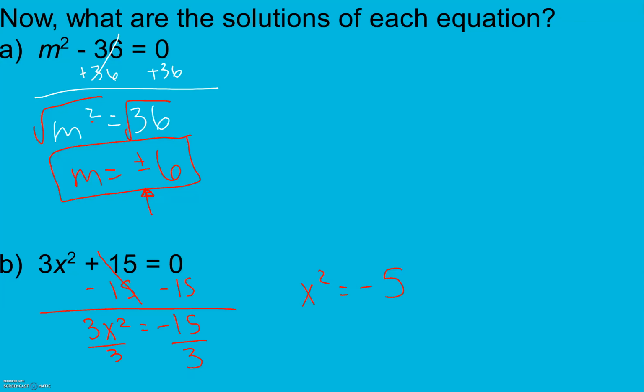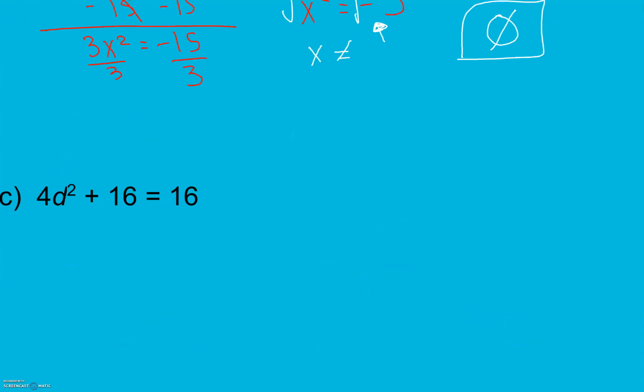Now, to get rid of my square, I take the square root. Careful here though, guys, I cannot take the square root of a negative number. So here, I have no solutions. Okay, no solutions. I cannot take the square root of a negative number.